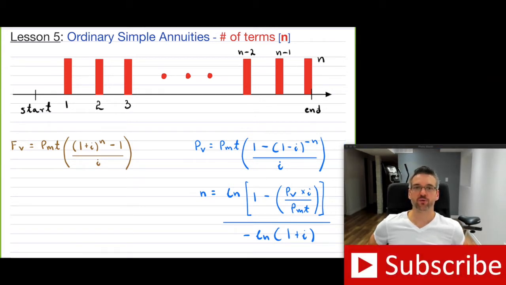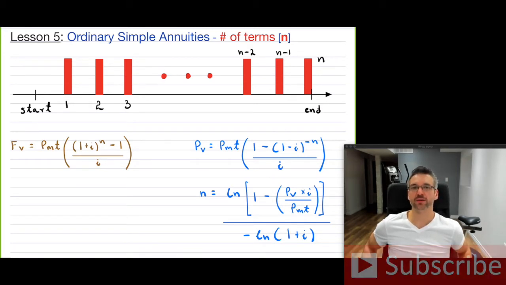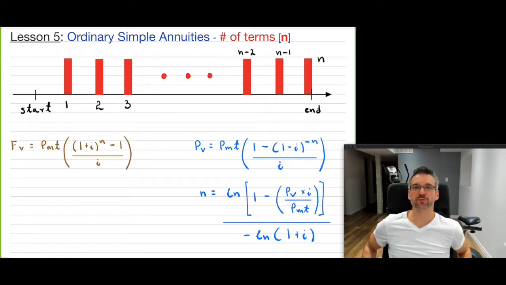Now, if you've watched the previous videos with regards to annuities, you know this concept of trying to solve for an unknown where everything else is given is hopefully becoming a little bit clearer. So by now you should be able to find out what the future value, what the present value is, what the payments are. And now let's try to knock off how to find your N, the number of payments, number of terms that we are having.